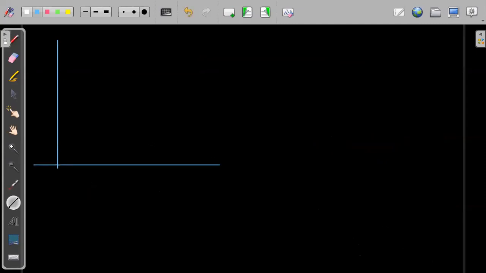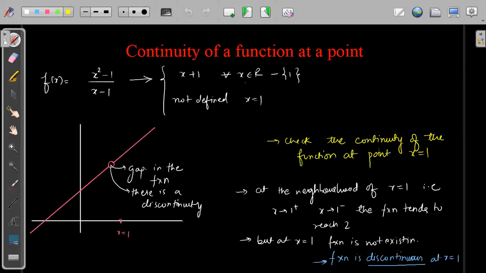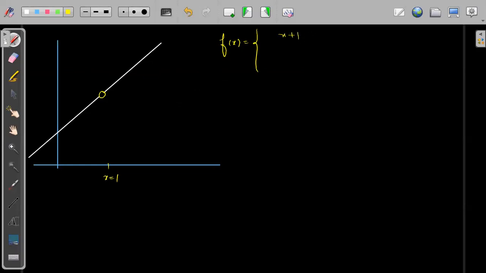Now if somebody asks can we make this function continuous, then you can say yes, we can. And how can we make this function continuous? There was only one point where this function was not continuous, which was x equals 1. Now suppose I redefine the function as x plus 1 for all x not equal to 1, which was not defined at x equals 1. Now I will take the function as 2 for x equals 1.